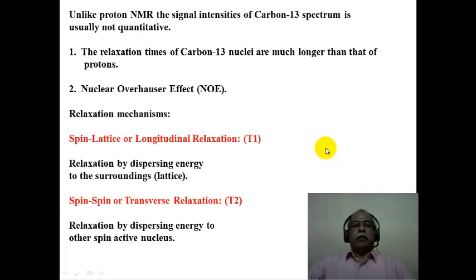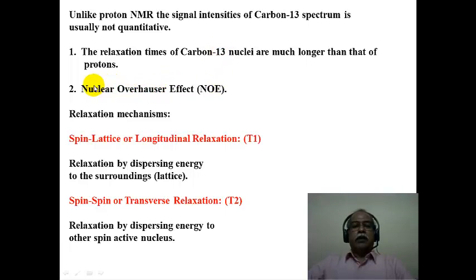Now, unlike the proton NMR signals which can be integrated, so the intensities can be quantified, carbon-13 spectrum is usually not quantitative. One does not measure quantitative carbon-13 NMR spectrum. There are 2 reasons for it. Because carbon nuclei have much longer relaxation time, it takes a long time for them to come back to the ground state before the second pulse is applied. So sometimes the signals get saturated inadvertently.